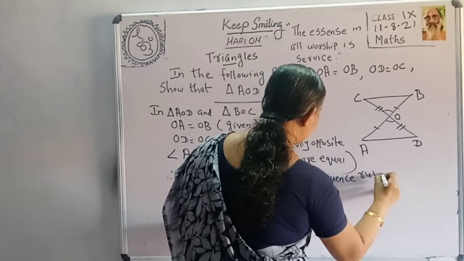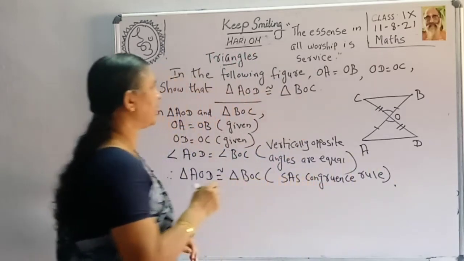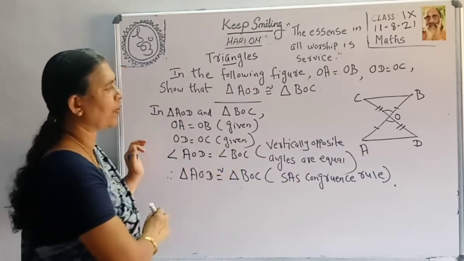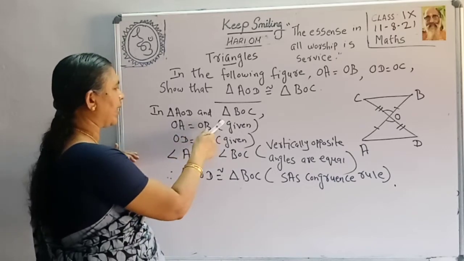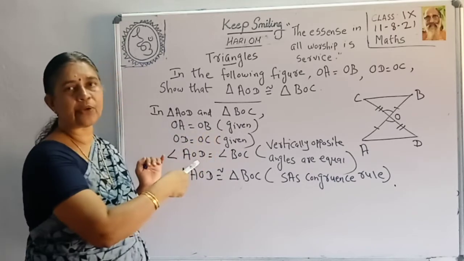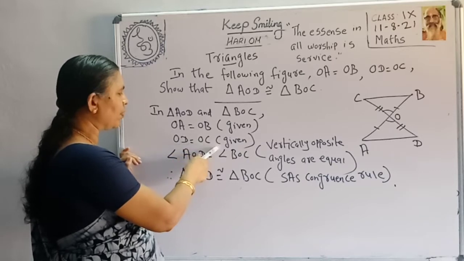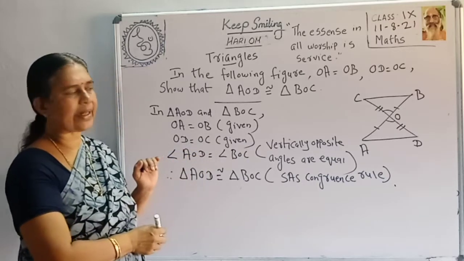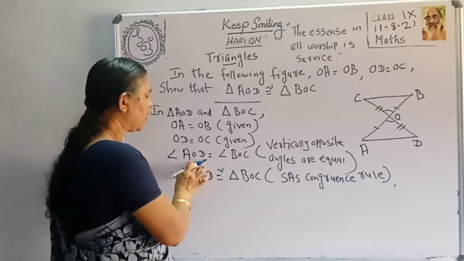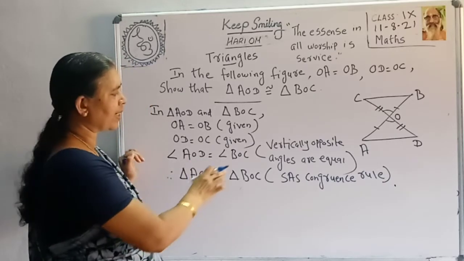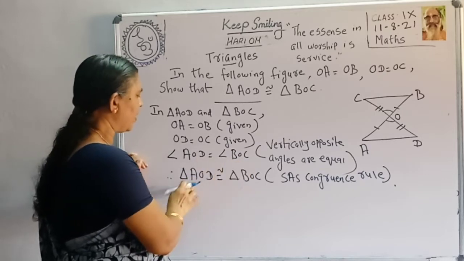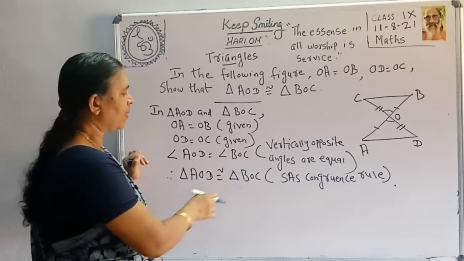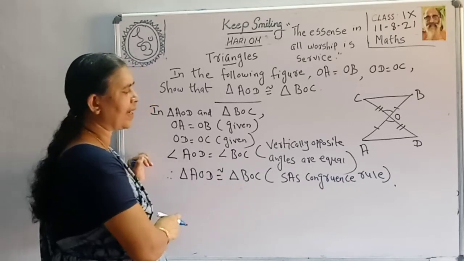Therefore, in the figure, it is given that OA is equal to OB and OD is equal to OC. Then in triangle AOD and triangle BOC, OA is equal to OB, that is given. OD is equal to OC, that is also given. Then angle AOD and angle BOC are vertically opposite angles. Therefore, angle AOD is equal to angle BOC because vertically opposite angles are equal. Therefore, triangle AOD is congruent to triangle BOC by SAS congruence rule.